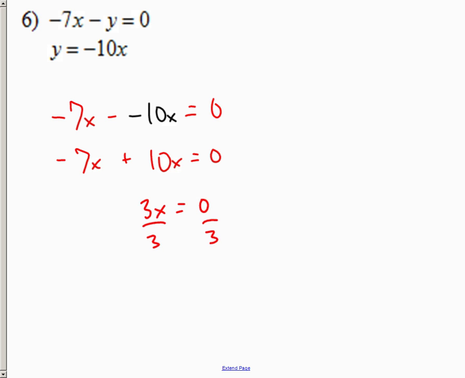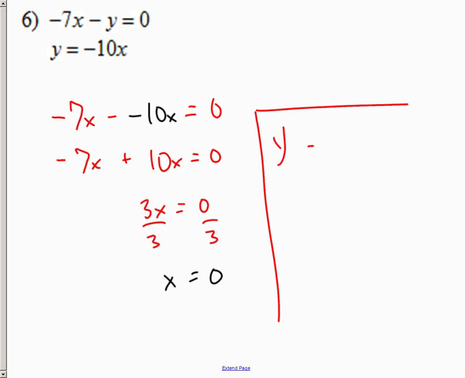Now this is different than the other situation. We've got the 3 on the bottom. The 3 is doing the dividing. If I type in my calculator 0 divided by 3, it's going to show me 0. It's not going to show me an error. It's going to show me 0, and I'm fine with that. So I know that my x value is 0.